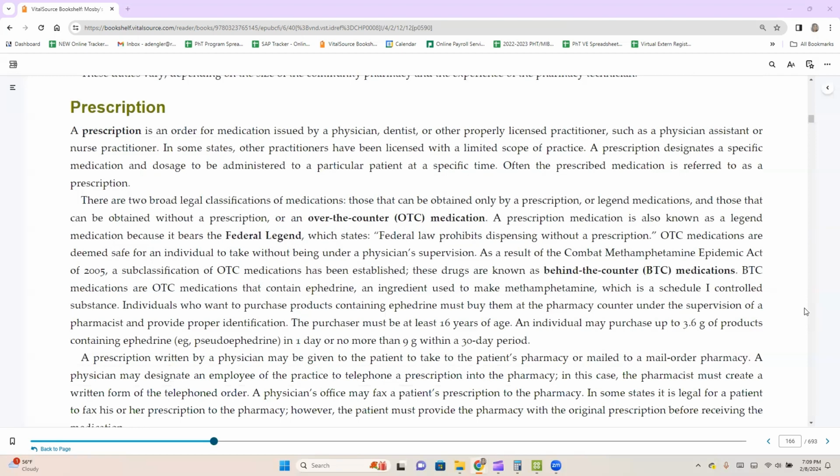The purchaser must be at least 16 years old. The purchaser can purchase up to 3.6 grams of products containing ephedrine, which is pseudoephedrine, in one day, or no more than 9 grams within a 30-day period.